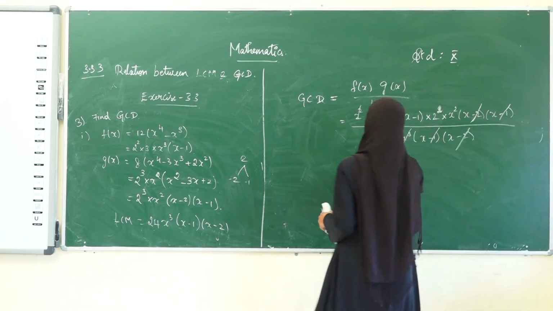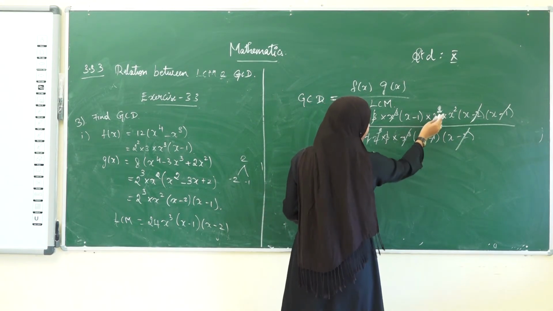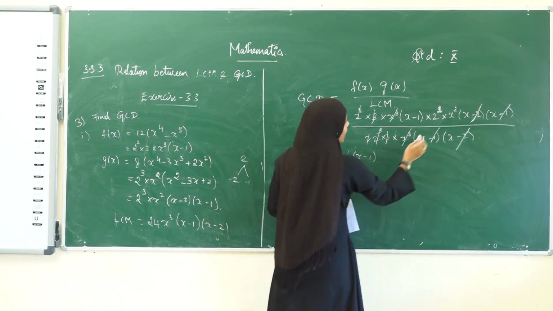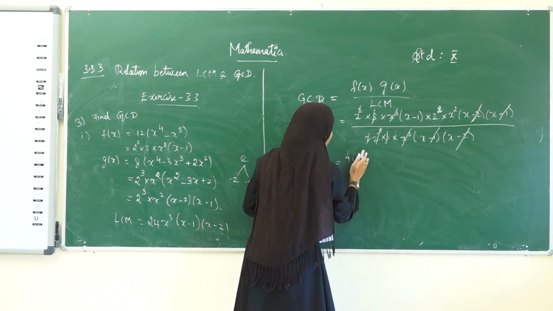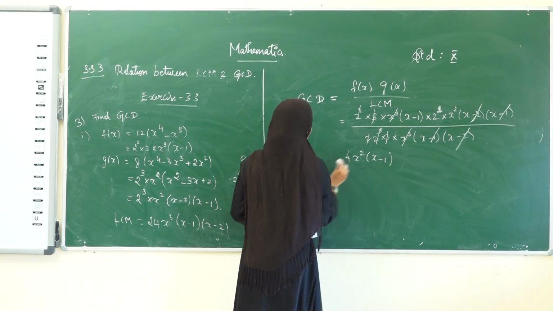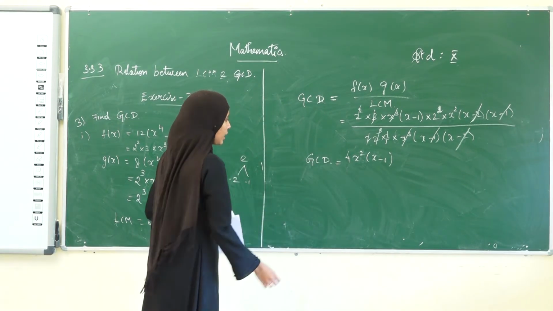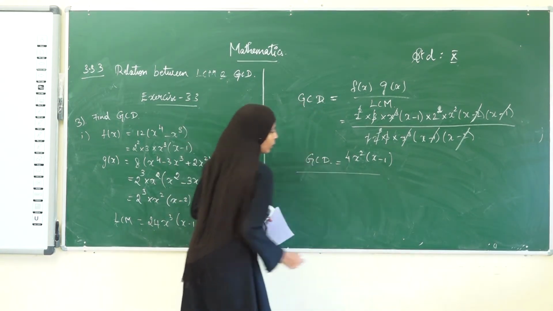So what are the remaining terms here? The remaining term is x minus 1. Here it is 2 square, that is 4, and we have only x square. 4 into x square into x minus 1 is the required GCD of this question. Okay, we have found the GCD.